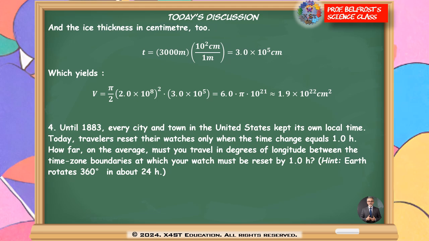Problem four. Until 1883, every city and town in the USA kept its own local time. But today, travelers just reset their watches when the time changes by 1 hour. So how far on average must you travel in degrees of longitude before you need to reset it by 1 hour? Okay, this is a very easy problem.